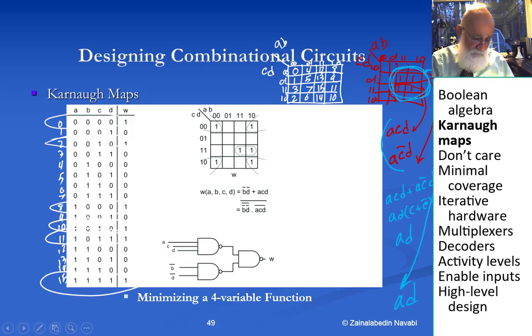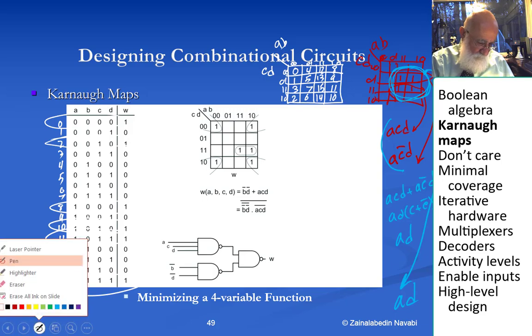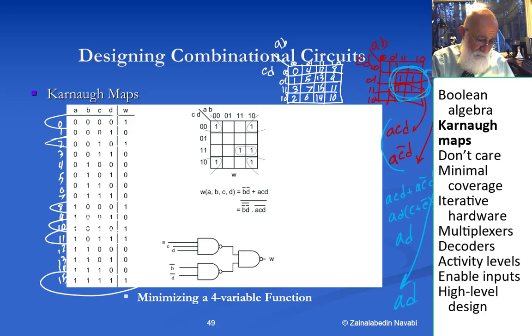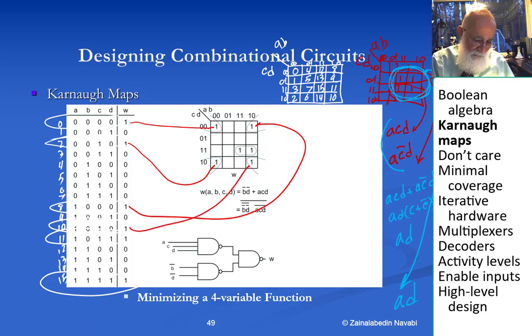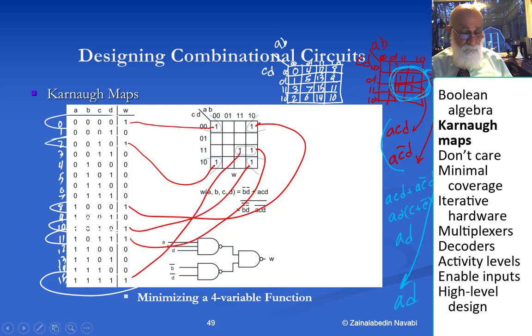So a 1 on 0, this one, a 1 on 2, this one, nothing on 3, 4, 5, 6, 7, there is a 1 on 8, 9, there is a 1 on 10, there is a 1 on 11, and finally there is a 1 on 15. Now I want to minimize this.